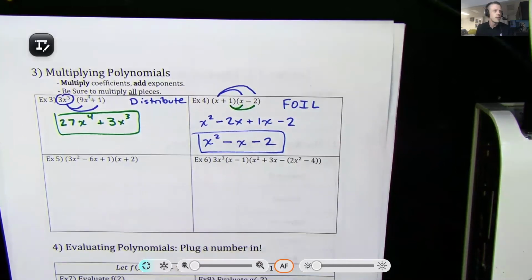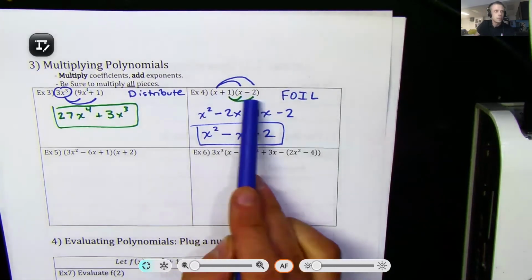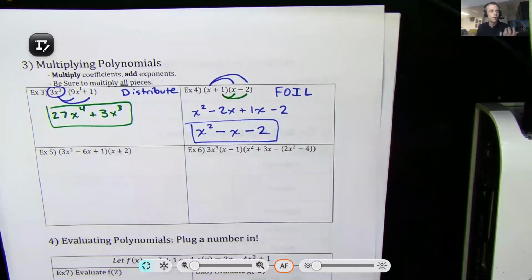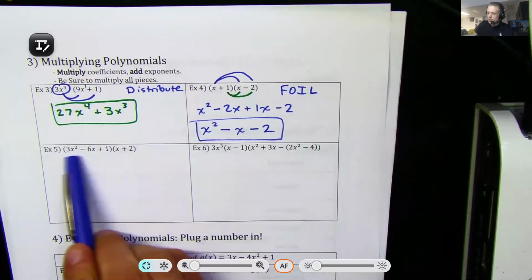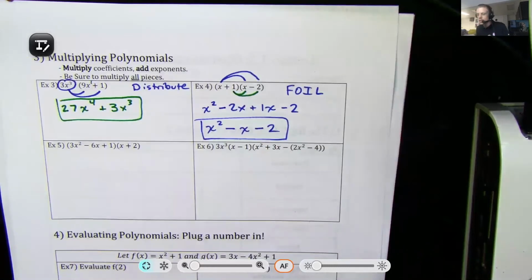So this one, example 5, is a little bit different, right? Because instead of just having 2 terms and 2 terms, I'm actually adding on a 3rd term here. Well, guess what? Foiling kind of applies to this problem as well. We are going to distribute every piece of this first one to every piece of the second one. All right, so this is what that looks like.